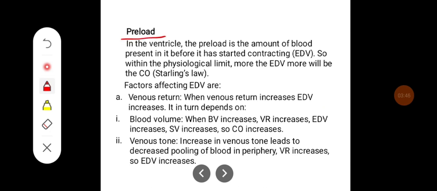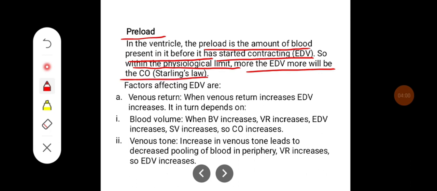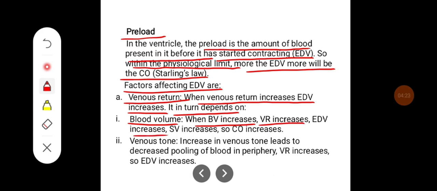Preload. In the ventricle, the preload is the amount of blood present in it before it has started contracting. That is, it depends on end-diastolic volume. So within the physiological limit, the more the end-diastolic volume, the more the cardiac output. The factors affecting end-diastolic volume are the venous return. When venous return increases, end-diastolic volume increases. Venous return in turn depends on the blood volume. When blood volume increases, the venous return increases and end-diastolic volume increases. So stroke volume and cardiac output increase.